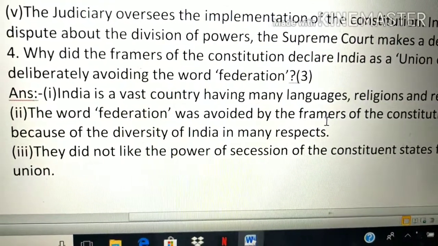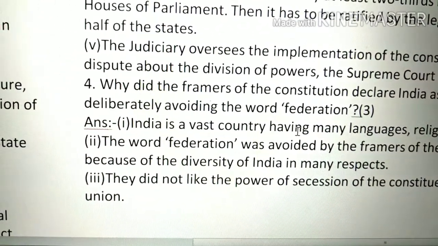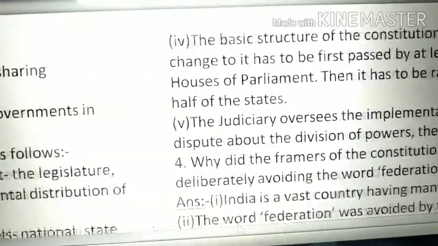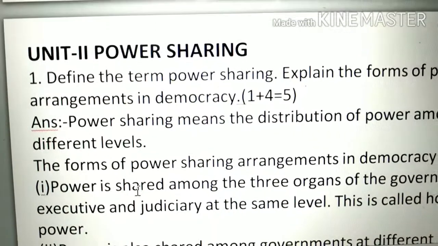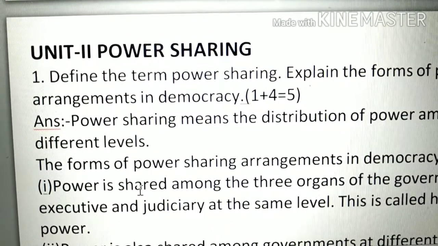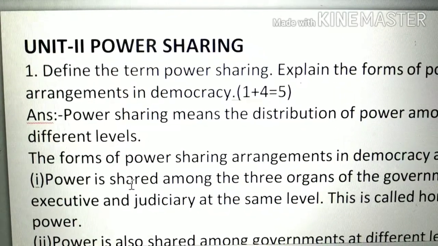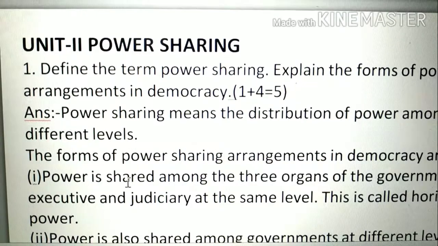So my dear students, learn by heart all these questions and answers of the second unit of political science. They are important for your board exams.